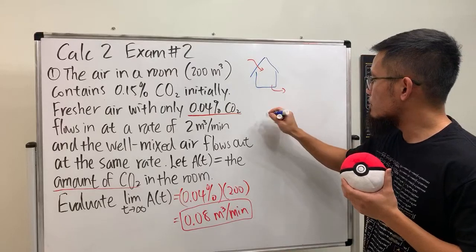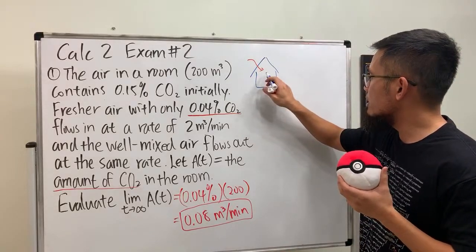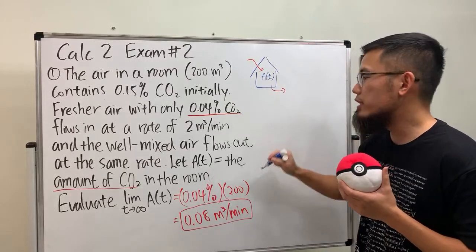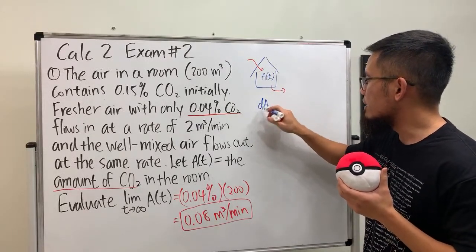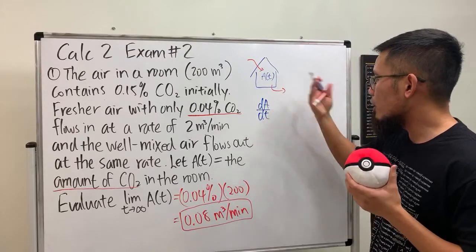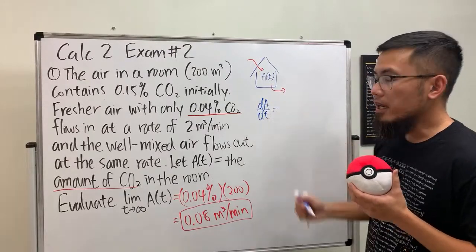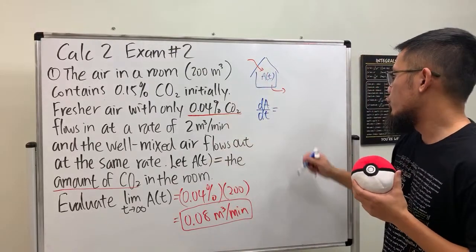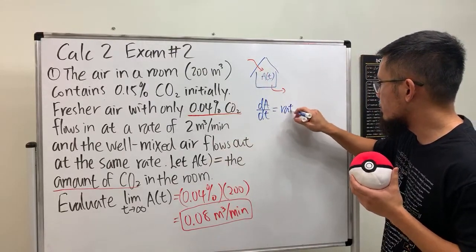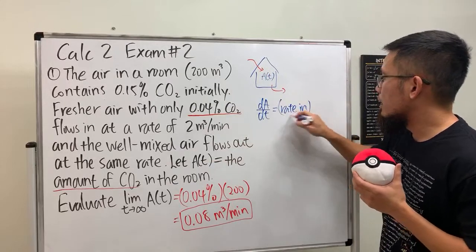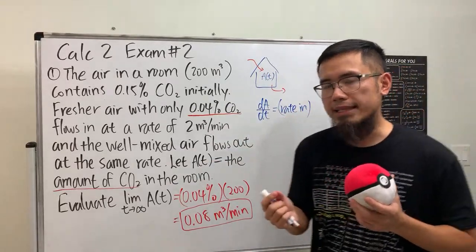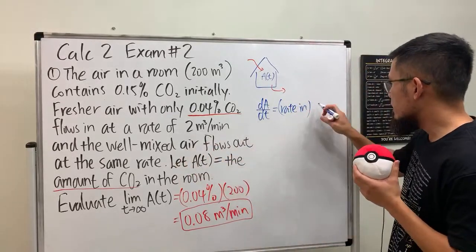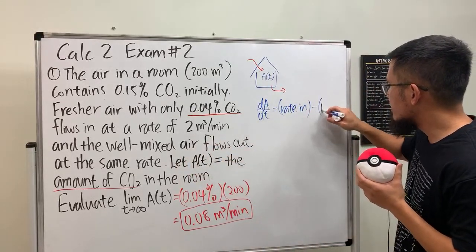Well, you have to know that here, the amount of carbon dioxide is A of t and it changes, and you have to know the dA/dt, the rate of change of the amount over time. Pay attention to 2 things. In general, it's just rate in minus rate out. So let me just put that down right here for you guys. But this right here is how fast the carbon dioxide is coming in, right? So rate in for the carbon dioxide and then minus the rate out.